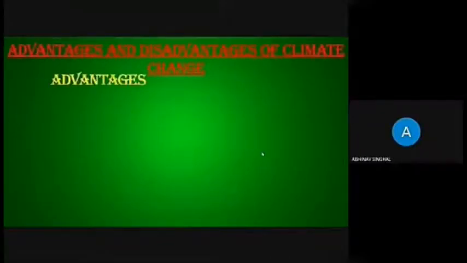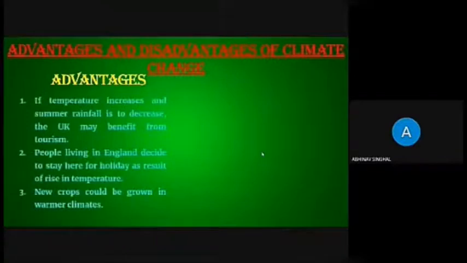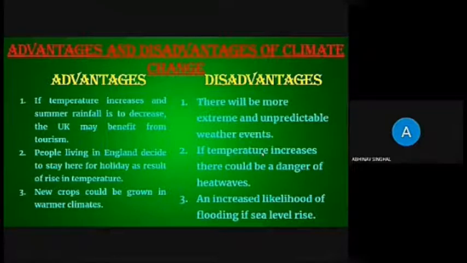Advantages and disadvantages of climate change. Advantages. First, if temperature increases and the summer rainfall is to decrease, the UK may benefit from tourism. Second, new crops could be grown in warmer climates. Disadvantages. First, there will be more extreme and unpredictable weather events. Second, if temperature increases, there would be a danger of heat waves.